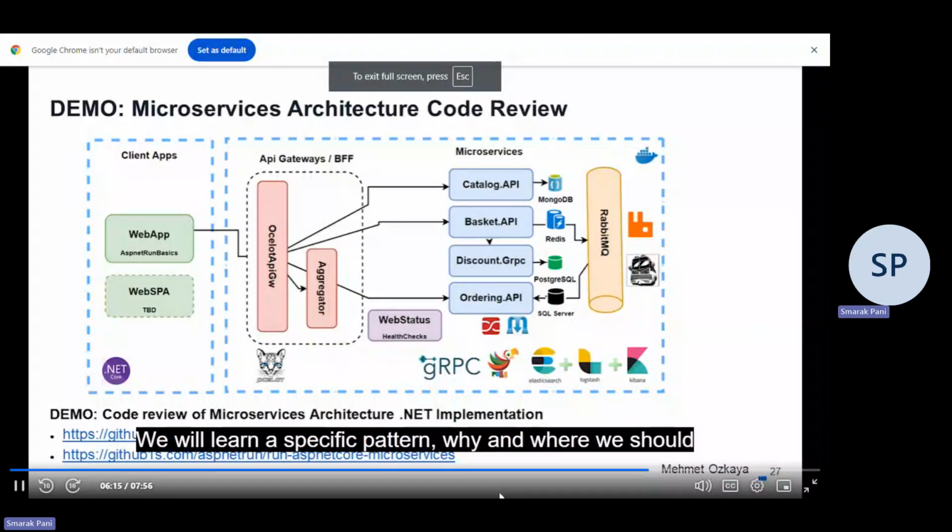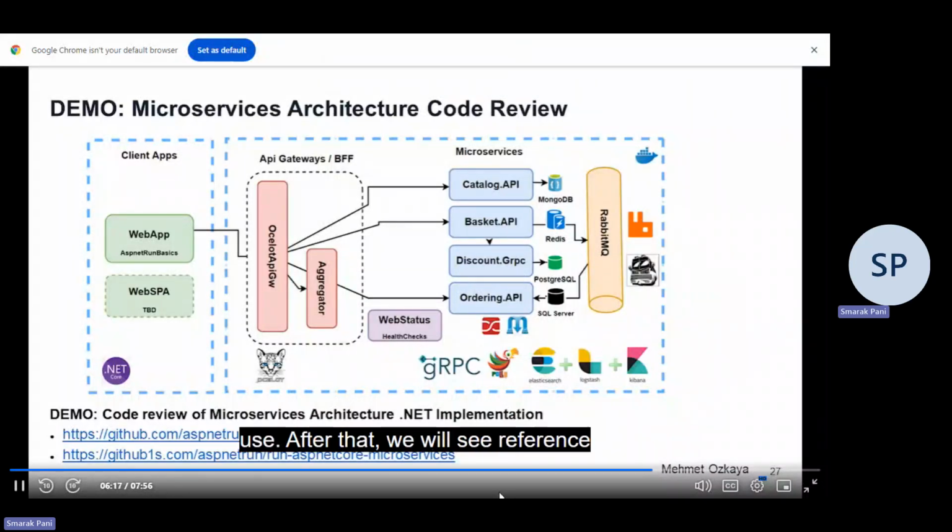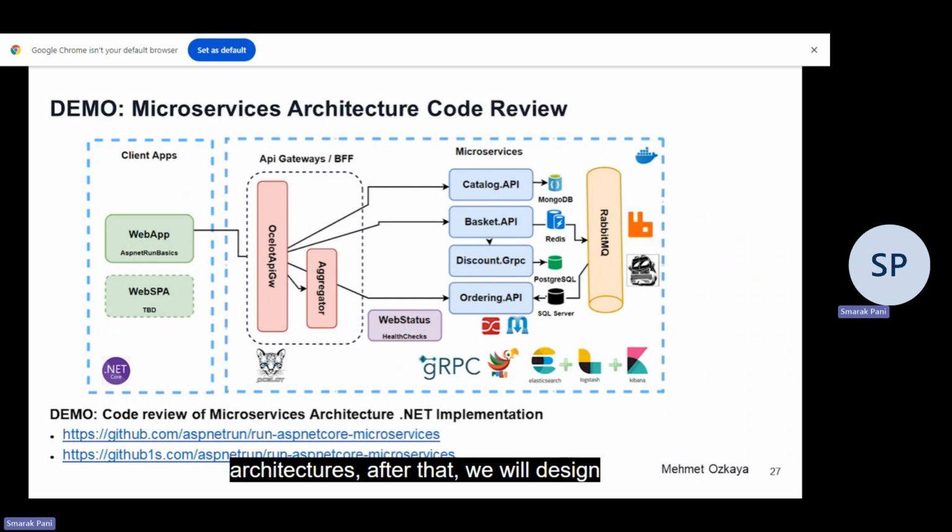So the course flow will be both theoretical and practical information. We will learn a specific pattern, why and where we should use. After that, we will see reference architectures. After that, we will design our architecture with applying these newly learned pattern and principles. And lastly, we will decide which technologies can be chosen for that architecture.